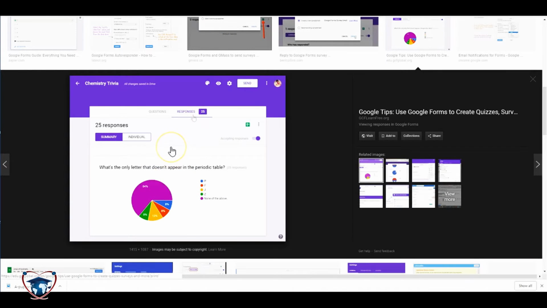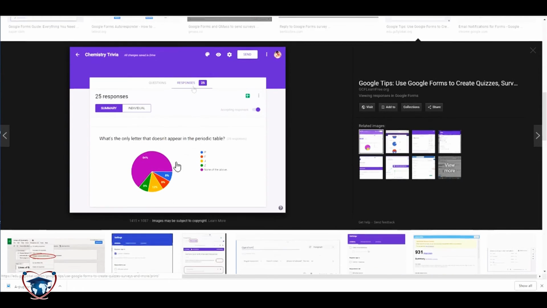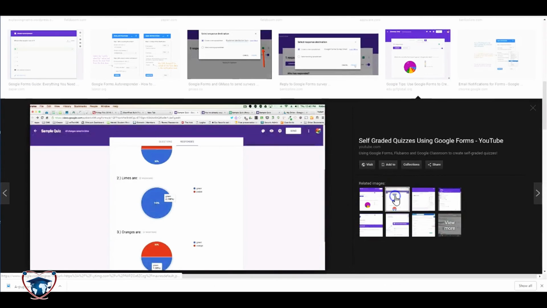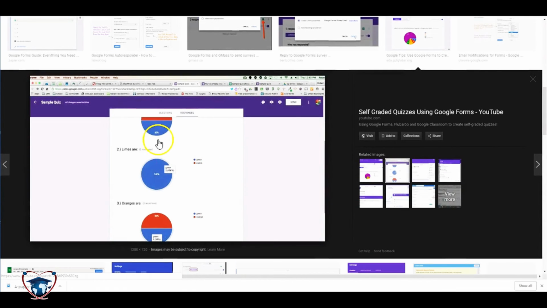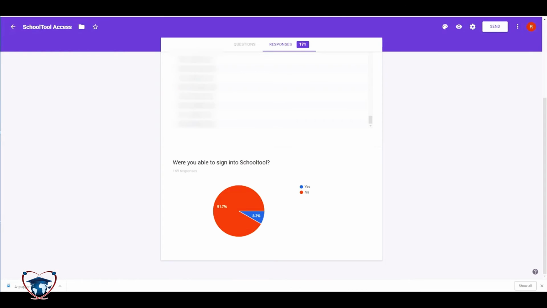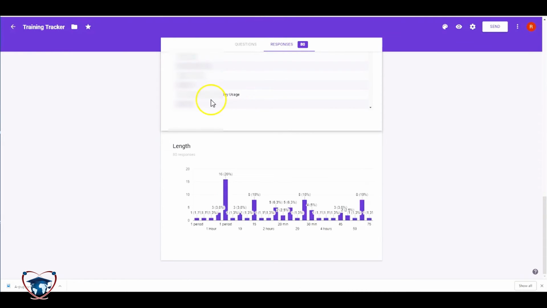Here's another one I pulled straight from Google Images that looks like somebody is using this in terms of a test. What's the data that doesn't appear in a periodic table? And you can see a nice distribution of what's going on there. You could see this in other forms as well. Lines are green, orange, certainly just a sample. But this is all to represent just how the data is going to come back to you from Google Forms.